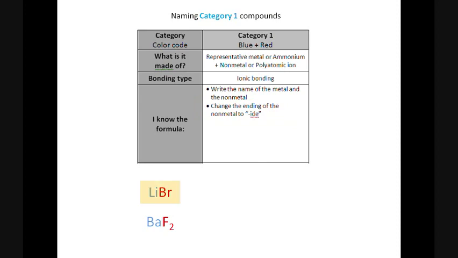Here's an example of a simple Category 1 compound, LiBr. Step 1 tells us to write the names of the metal and the nonmetal, so that gives us lithium for Li and bromine for Br. Step 2 tells us to change the ending of the nonmetal. That's bromine here to IDE, so bromine becomes bromide. That means our final answer here is lithium bromide. The correct chemical name of LiBr is lithium bromide.